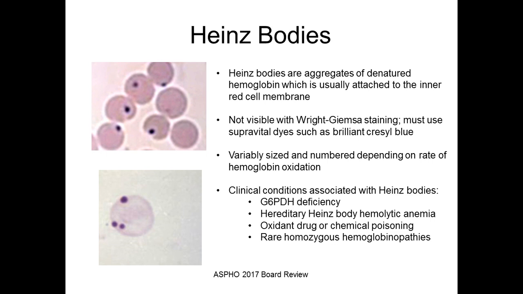These Heinz bodies are variably sized and numbered, and it depends on the rate of hemoglobin oxidation. And so the most common condition associated with Heinz bodies is G6PD deficiency. But you can also see them with hereditary Heinz body hemolytic anemia, with oxidant drug or chemical poisoning, and rare hemoglobinopathies.